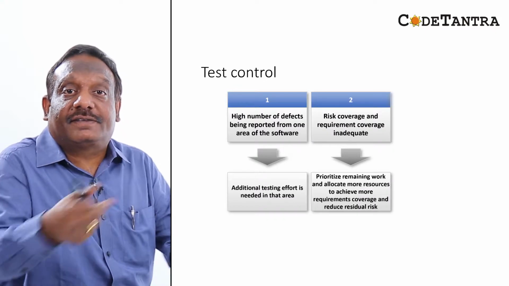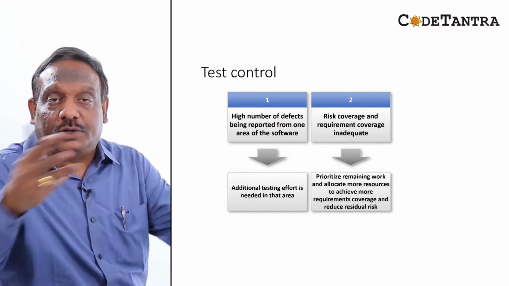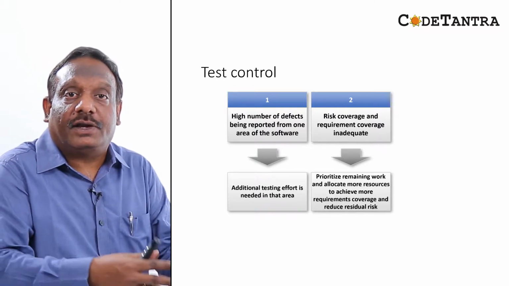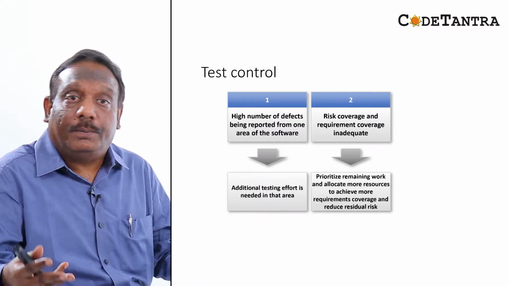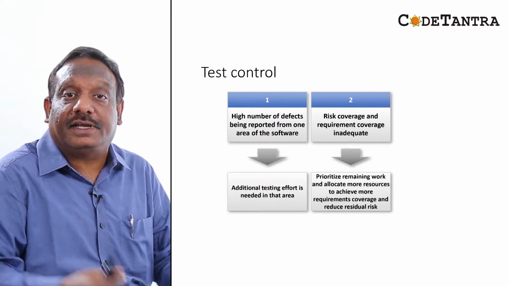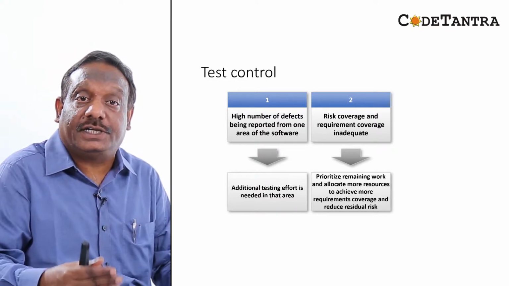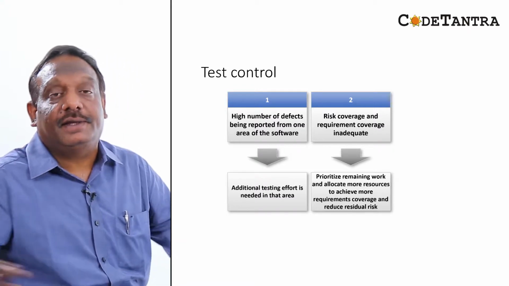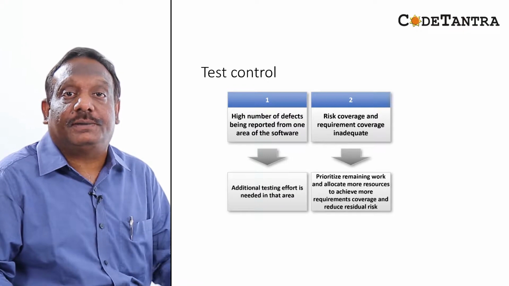Let's say risk coverage and requirement coverage are inadequate. When you monitored and looked at the metrics, you found that we are not adequately covering the risks and requirements. So what do you do? There are many things you can do, but one potential thing is that you may prioritize remaining work and allocate more resources to achieve more requirement coverage and reduce residual risk. That can be a management action you may take.